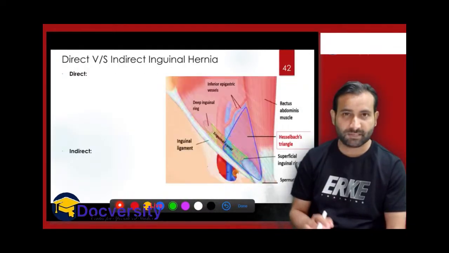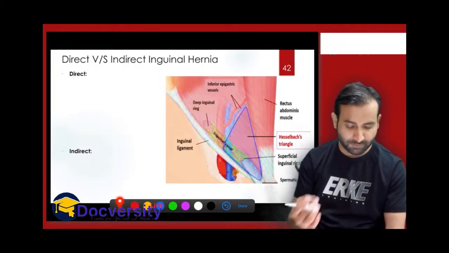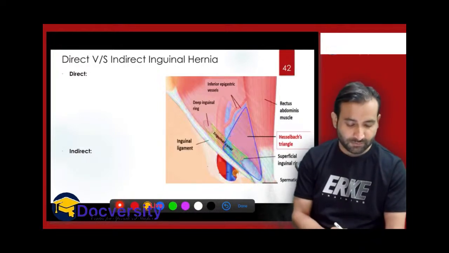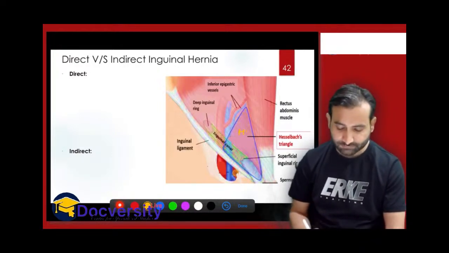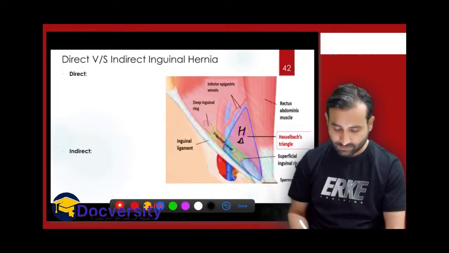McAvedy repair. I'm doing it very fast because it becomes very long, so people may become bored, right? So let's see over here direct versus indirect inguinal hernia. This is the Hesselbach triangle. What is this called? Hesselbach triangle.